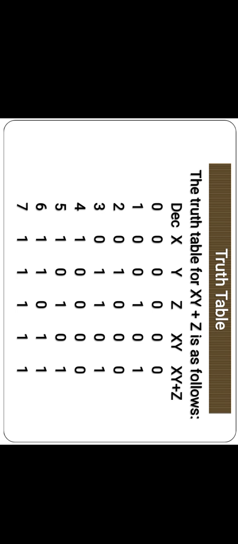For the decimal number 5, the xy value is 1, 0. So xy, 1 into 0, 0. And for xy plus z, the z value is 1. So 0 plus 1, 1. For decimal number 6, the xy value is 1, 1. So 1 into 1, the output is 1. And for xy plus z, the z value is 0. So 1 plus 0 equal to 1.